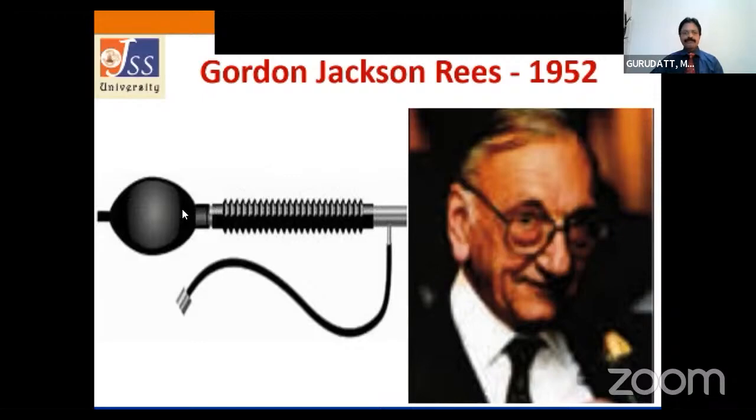So in order to prevent any extra resistance and any extra work of breathing, he had not used any valve for this modification of the Ayre's T-piece. That's how even today we are using the Jackson-Rees modified Ayre's T-piece. Of course, it was later classified as the Mapleson F circuit by Wilson.